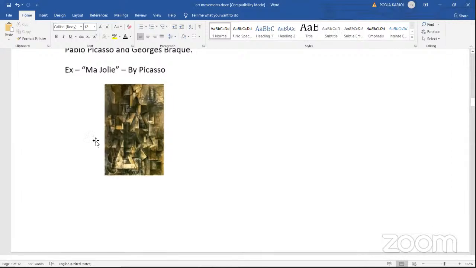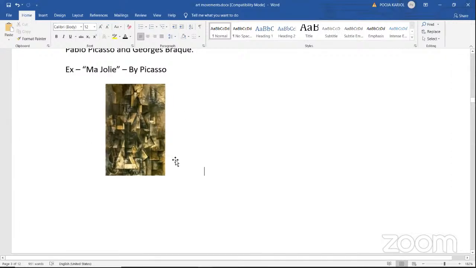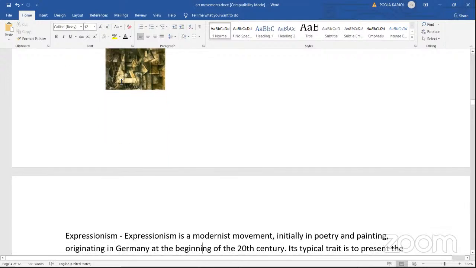This painting, it looks from farther away, if you see, it looks like cubes and geometrical shapes. It's called Marjoli, I think.